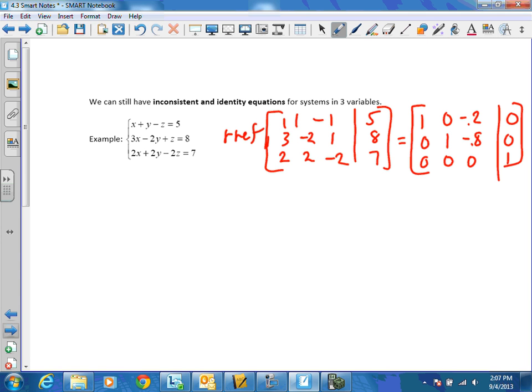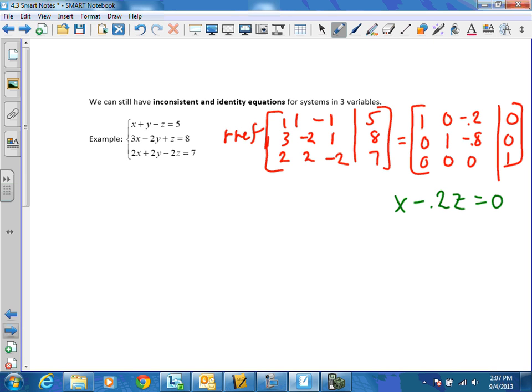Alright, so back here, pause. I know you guys are helping, pause. So back here, let's say what this means. This says x minus 0.2z equals 0. Does that help you at all? Doesn't help me, doesn't hurt me.